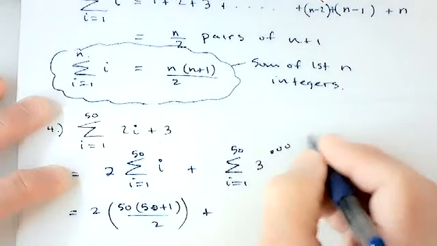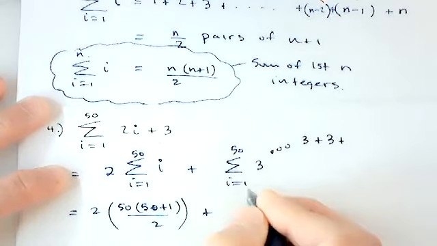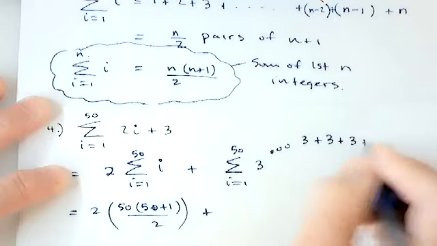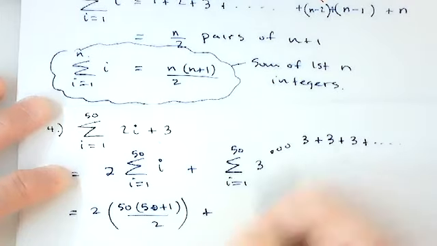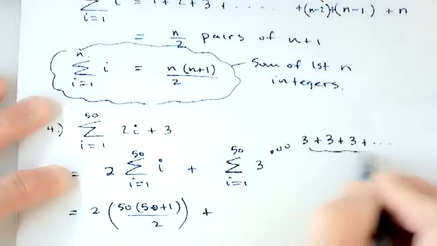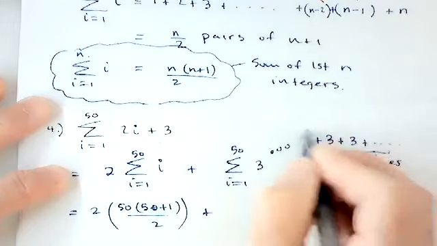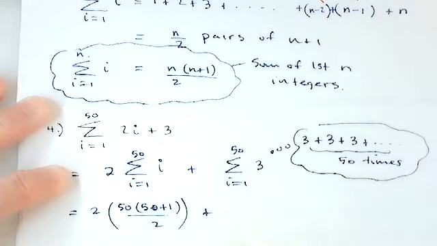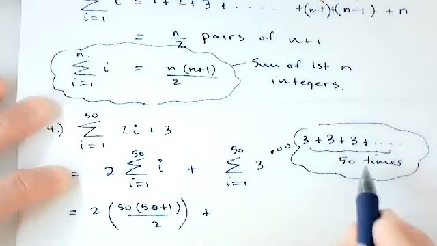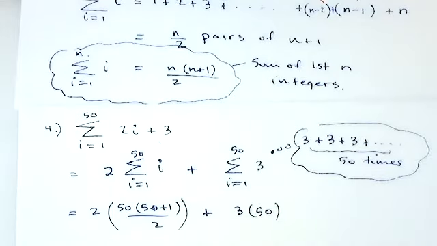When i is 1, you get 3. When i is 2, you get 3. When i is 3, you get 3. So all this really means is you're going to be adding 3 plus 3 plus 3 how many times? 50 times, right? That's all that means. So if you add 3 plus 3 plus 3 50 times, that sum is just going to be 3 times 50. It's going to be 150.